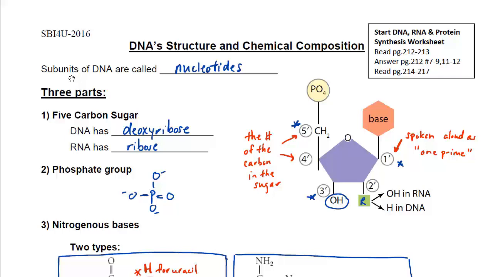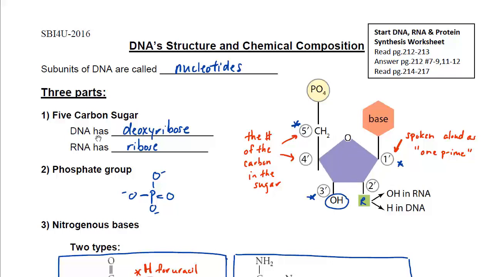Polymers have monomers. Polymer just means there's many of these little monomers stuck together. The subunit or monomer of a DNA chain or a DNA polymer is called a nucleotide. T for 3. There are 3 parts. You've got the 5-carbon sugar, which is this guy right here. 5 carbons, not 6 like a glucose, but 5.